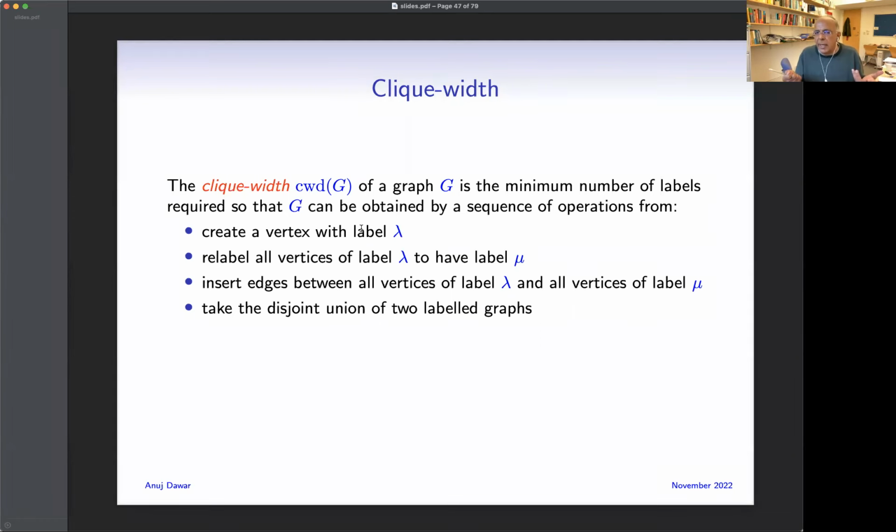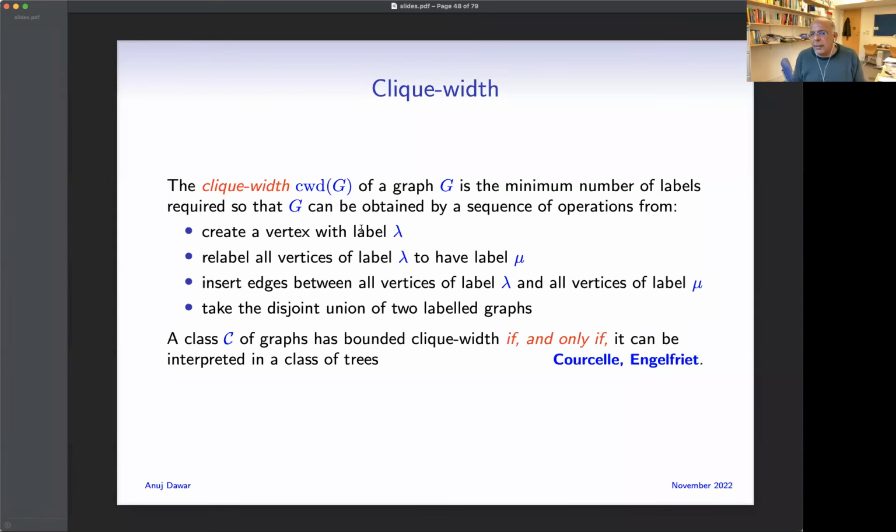create a new vertex with a given label lambda, take all the vertices which have label lambda and all the vertices that have label mu and put edges between them, relabel all the vertices which have label lambda to have label mu instead for any pair of labels, and take disjoint unions of two labeled graphs. And through such sequences of operations, if you can construct the graph G using, let's say, at most k distinct labels, then the clique width of the graph is k.